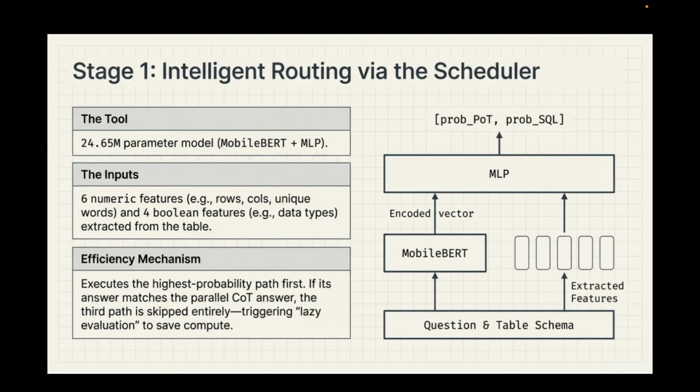One of the most useful ideas here is lazy evaluation. Instead of running every possible reasoning path fully every single time, the system first tries the most likely path. If that answer agrees with the COT result, the third part may not be needed at all. So the scheduler improves efficiency by preventing unnecessary extra computation right from the beginning.